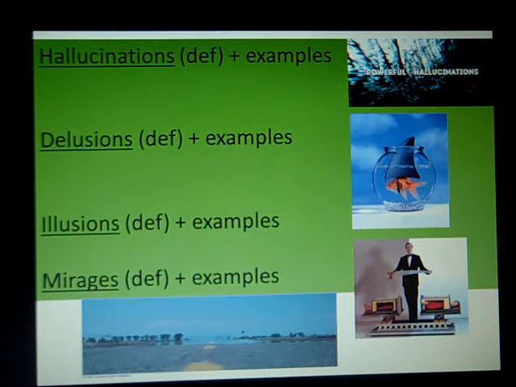The first 2, hallucinations and delusions. We'll take these together. We'll start with hallucination, and you want to write this down in your notes. Hallucinations, by definition, are internally generated, incorrect perceptions. Again, internally generated, incorrect perceptions based on sensory information.